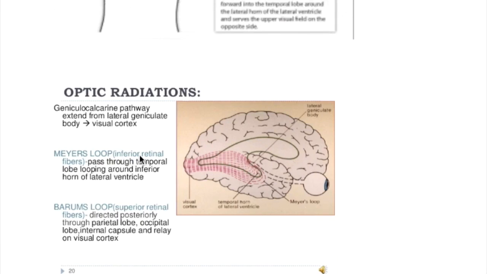The Meyer loop brings the inferior retinal fibers, which loop around the lateral ventricle, and the Baum's loop passes through the internal capsule, which brings the superior retinal fibers.